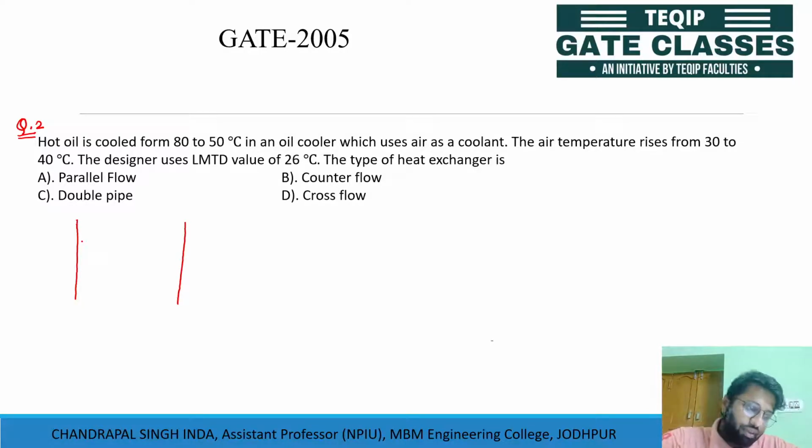Let's determine whether it is parallel flow, counter flow, cross flow or double pipe. Double pipe is a type of heat exchanger based on the design criteria. In a double pipe heat exchanger, there may be counter flow and parallel flow. So option C is incorrect. So we have only three options: parallel flow, counter flow or cross flow. So first start with option A. Is it correct or not?